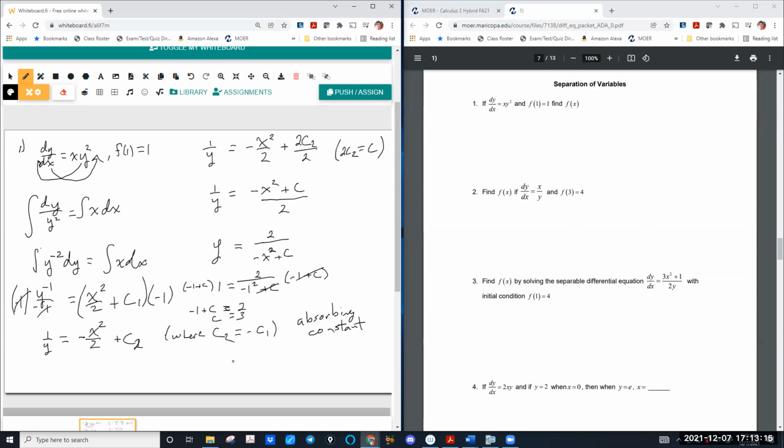We've got our final solution. y equals 2 over negative x squared plus 3, which is the unique solution to this initial value problem. We talked about that last time, the terminology, which is a differential equation with an initial condition that allows us to find the unique function that satisfies this situation.